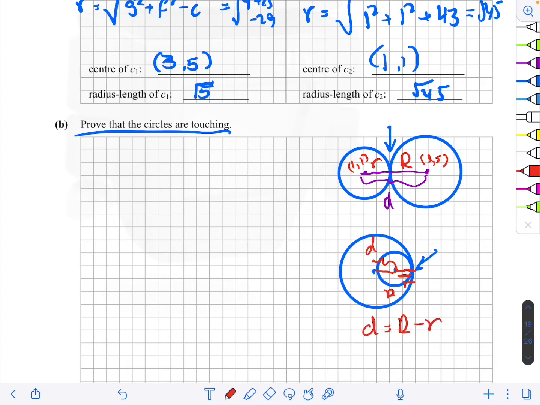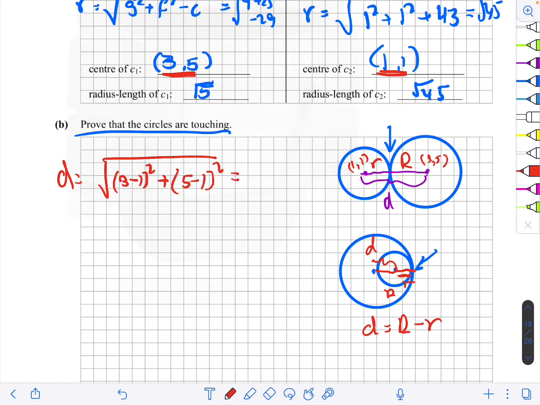And we don't know in the question which one it is because they didn't say internally or externally. So we'll just do the distance first, and then we will see does it add up to the radiuses or is it the difference between the radiuses? And then we will be able to say what we are. So I'm going to do the distance. The distance is just the distance between the 2 points, so between these 2 points here, (3, 5) and (1, 1). Take the x's, so 3 take 1, to be squared. Take the y's, 5 take 1, to be squared.